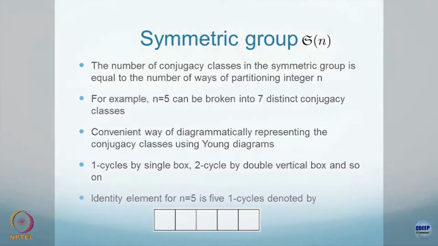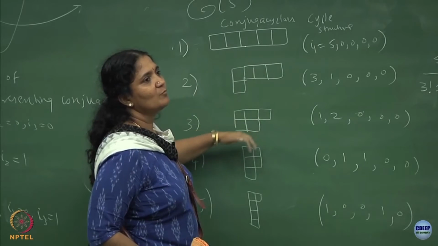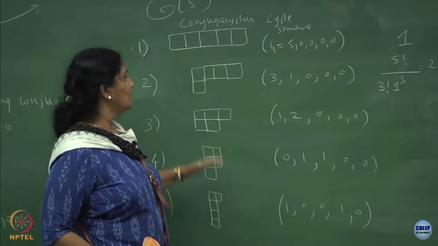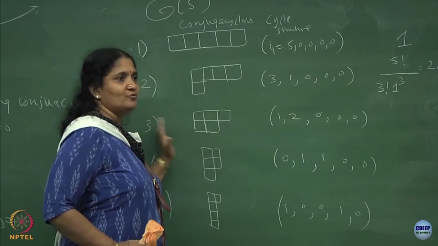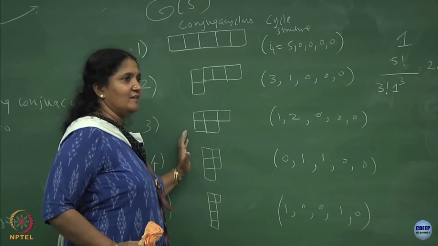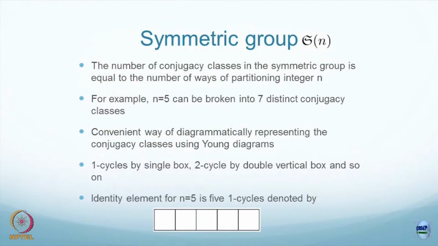The convention is that the number of boxes in the first row is always greater than or equal to the number of boxes in the second row, and so on. So, just to keep track of it, this is the convention which is followed. You stack the double vertical box to the left hand side, stack the triple vertical box next to it, and so on. This is the universal convention which we follow, so please do not violate this. So, you replace a 1 cycle by a single box, a 2 cycle by a double box, and so on.